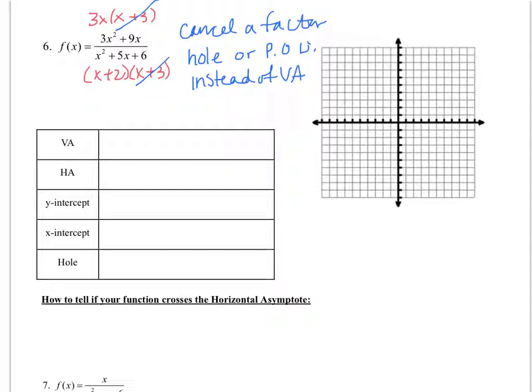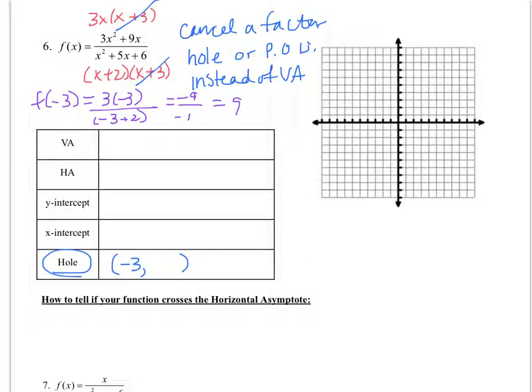So now what we can do is go down to this new section. We did not used to have an area for the hole, and we can start by saying, okay, I know the x value is -3. And the way that I'm going to find the corresponding y value is by plugging -3 into my reduced function. So I'll go up here and say, okay, 3 times -3 over negative 3 plus 2, negative 9 over negative 1, and my y value is 9. So now I can go on my graph, and I know that I'm going to have that hole there.